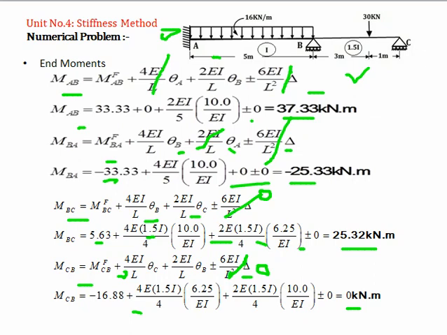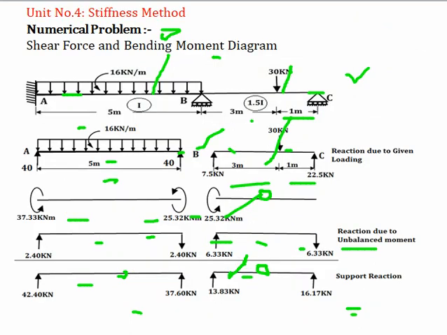That means at end C there is a simply supported end. So we know that for the simply supported end, moment is always 0, whether it is a roller support or hinge support. So our answer comes out 0. That means our calculations are correct. Now draw the bending moment and shear force diagram.